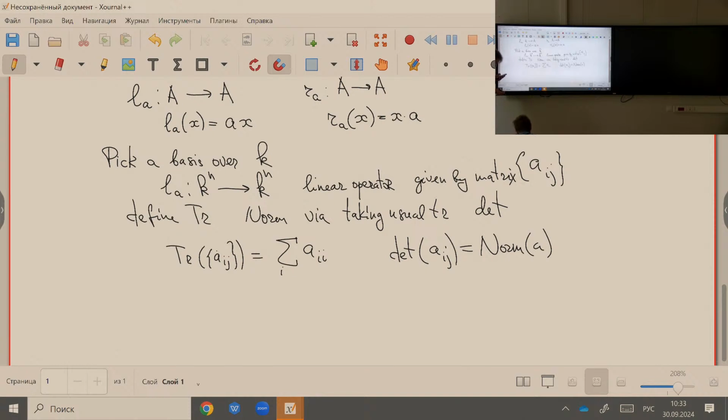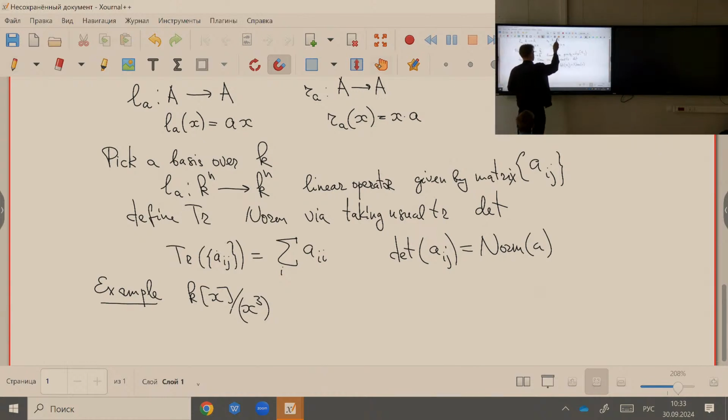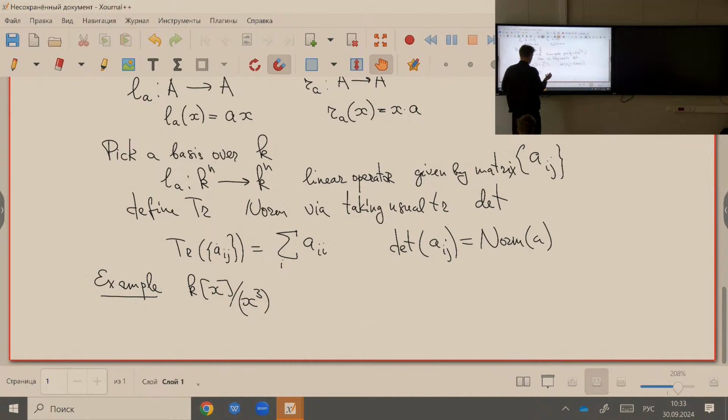For example, you can use this as an example of a finitely generated algebra, for example a non-trivial one is k[x] modulo x cubed. And so you can also write down these formulas not only over fields. And of course, you have the properties that you have for the trace and the norm.